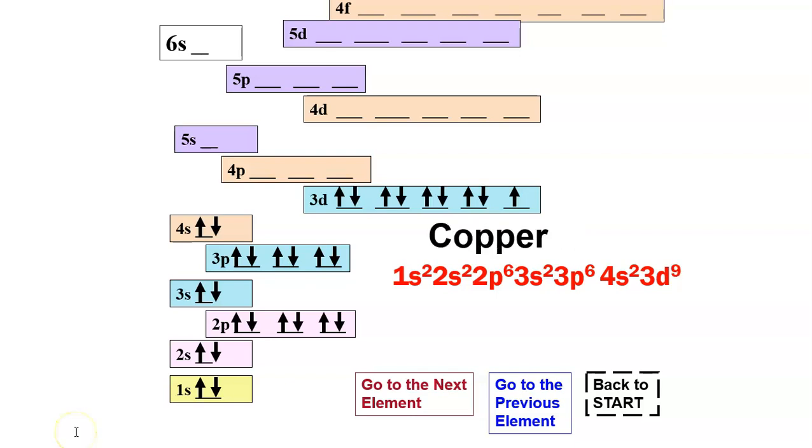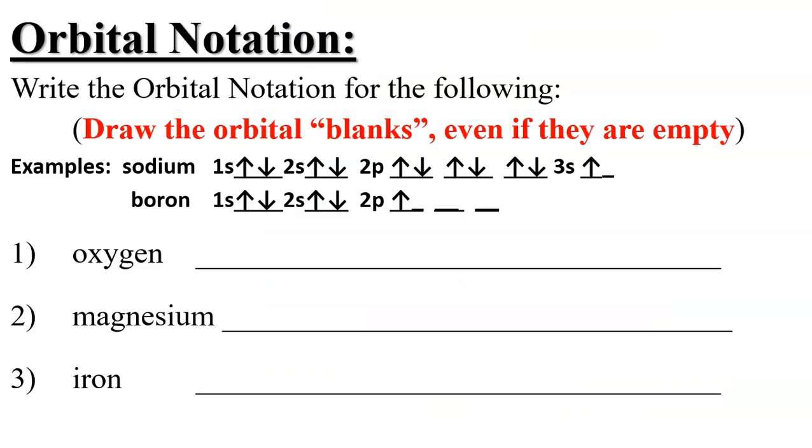And then the next one would be zinc, which is the 3d10. And you would just add that last electron before moving on to 4p1. So let's go ahead and draw out some orbital notations. Oxygen is going to be 1s2, 2s2, 2p4. So let's start out with your 1s.